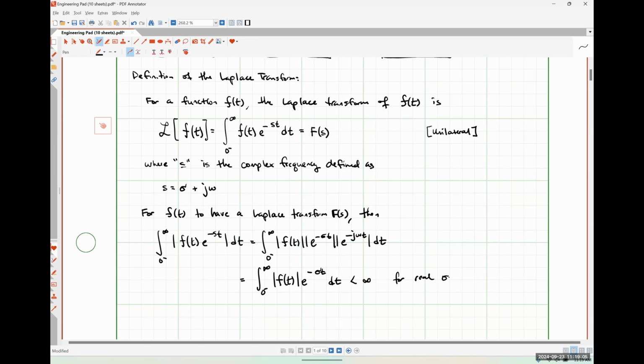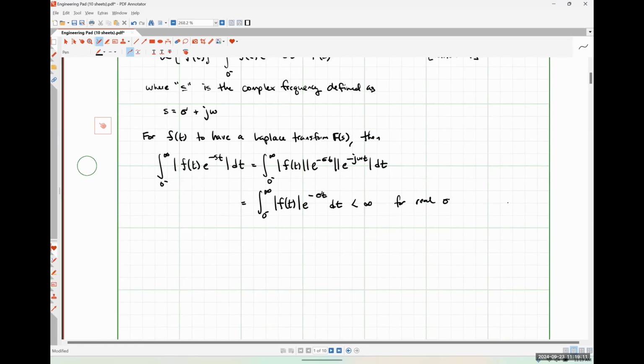So if, let's see, I'm sorry, what? They are from 0 minus to infinity. So all of these are from 0 minus to infinity. Okay. So we have a pretty well-defined Laplace transform.